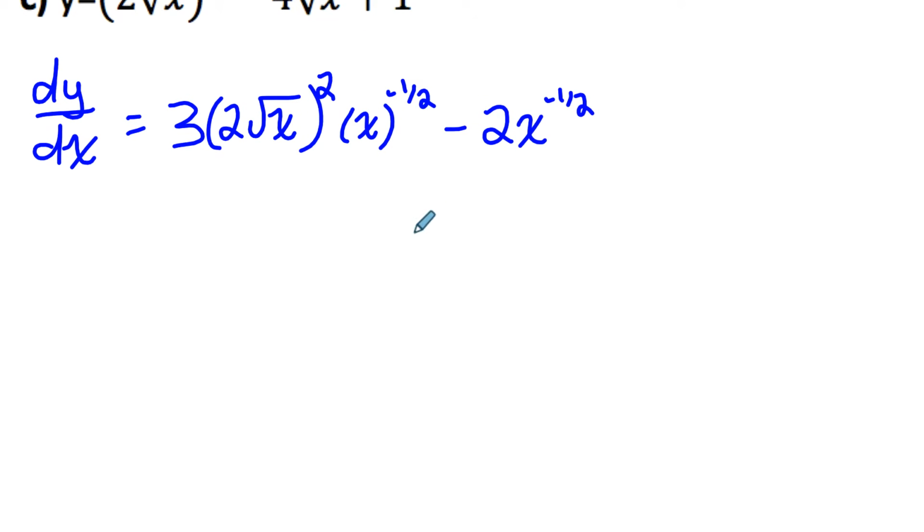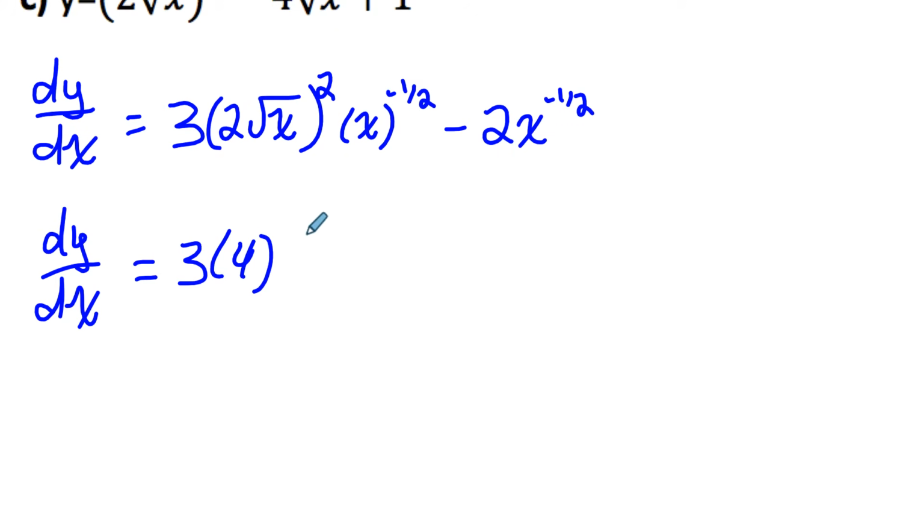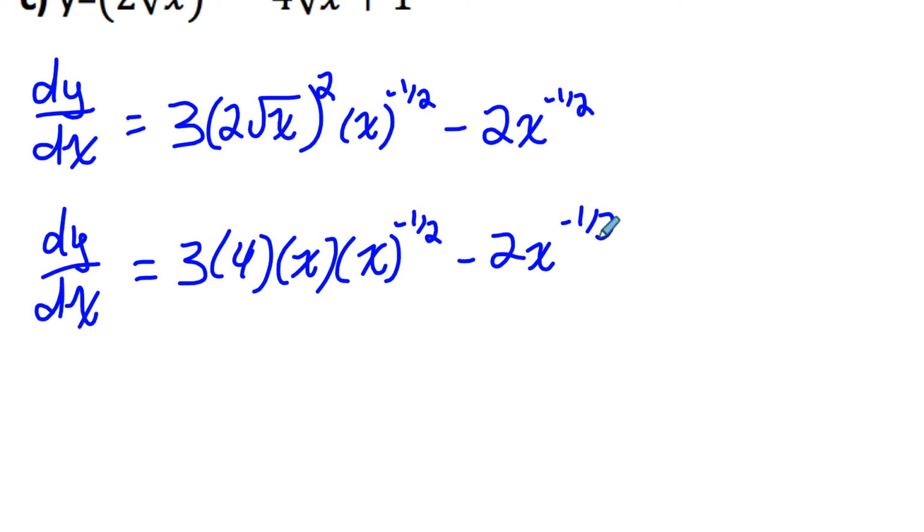Okay, it says we need to write this in fully simplified factored form. So what I'm going to have to do is factor this, but before I do that, let me do a little bit of simplifying. I have this 2 root x raised to a power of 2 right now. So that means 2 root x times 2 root x. I have to square the 2 and the root x. So this 3 stays. 2 squared is 4, and root x squared, well, x to the half to the 2 is just x to the 1. And this is being multiplied by x to the negative a half, minus 2x to the negative a half.